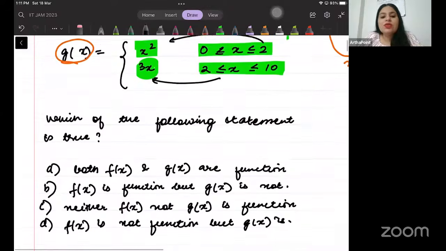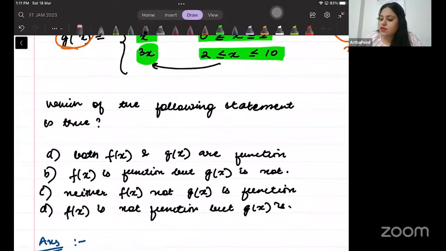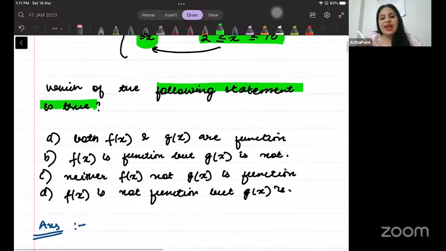Okay. Now the question says which of the following statements is true. So it is asking, are f(x) and g(x) both functions? Is f(x) a function but g(x) is not a function? Are both f(x) and g(x) not functions, or is f(x) not a function but g(x) is a function?